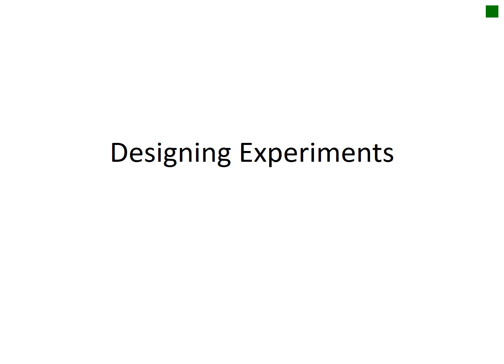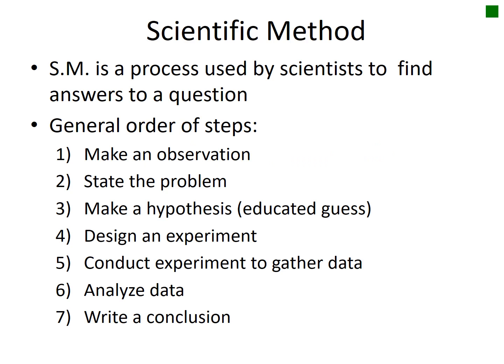All right, so ladies and gentlemen, we are going to discuss designing experiments and parts of experiments. So our expectation for students in biology is that you can tell us the steps of the scientific method, and you can identify the different types of variables, independent and dependent variables in an experiment, as well as controls and constants. So we're going to start with the scientific method.